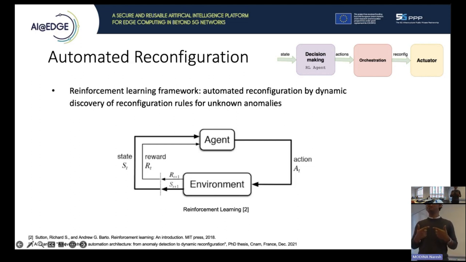The agent will try to reinforce based on this reward, depending on whether the action is good or bad. If it is good, the agent will try to reuse the action again. If it is not the case, then the agent might try to avoid this action as much as possible.